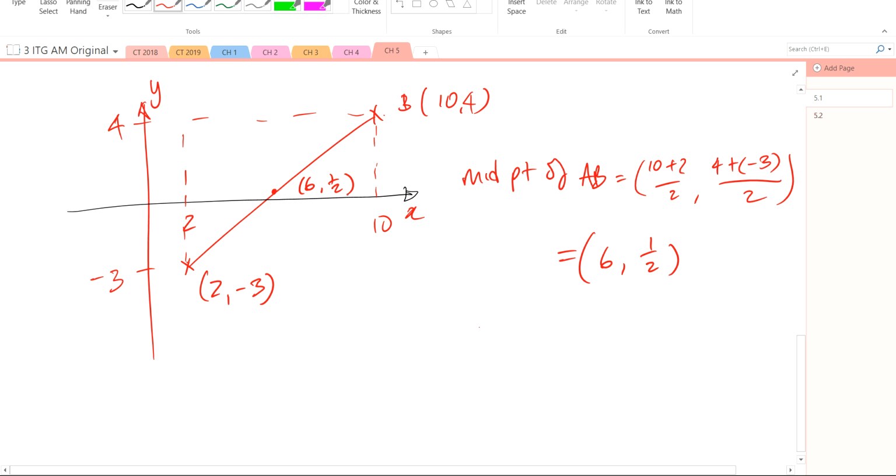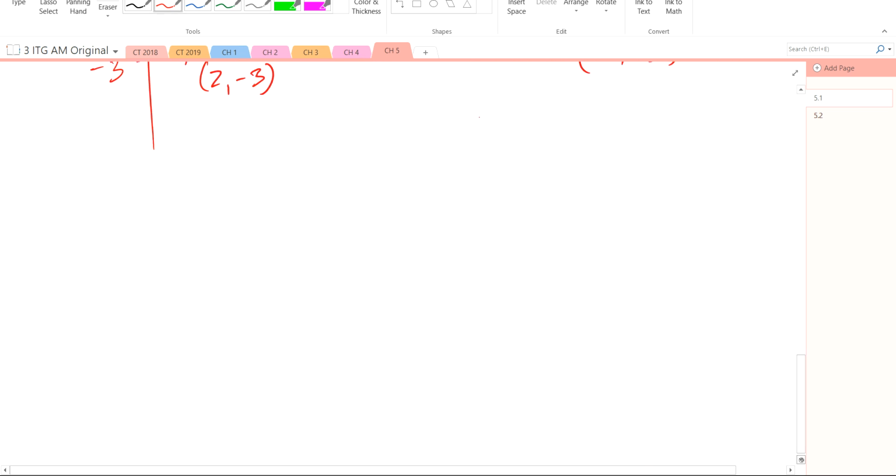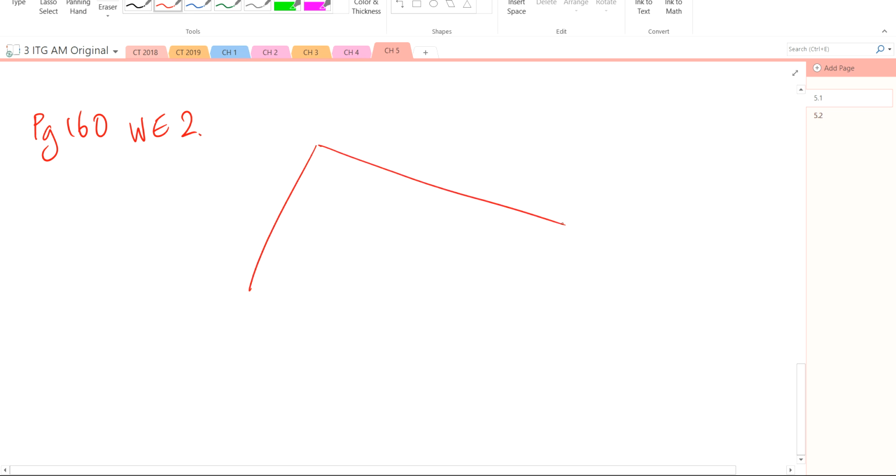Oh, wait. There is one thing you need to know. Please take a look at work example 2. Page 160, work example number 2. Then you see that diagram over there? What is that quadrilateral? What's the name of that quadrilateral? Parallelogram. Okay.